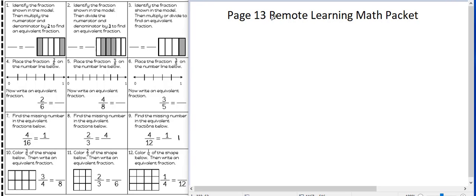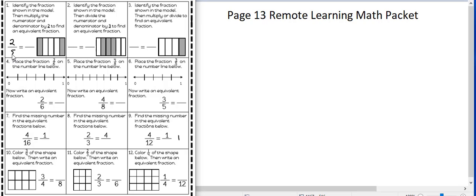All right, here we have page 13 of the remote learning math packet, and we're doing some fractions. Number one, identify the fractions shown in the model, then multiply the numerator and denominator by 2 to find an equivalent fraction. So my denominator, my bottom number, that's how many pieces there are altogether to make up one whole. 1, 2, 3, 4, 5. So there are 5 pieces, so 5 is my denominator, and 2 shaded in, so 2. And now I'm going to multiply the top and the bottom by 2, and that would give me 4/10.